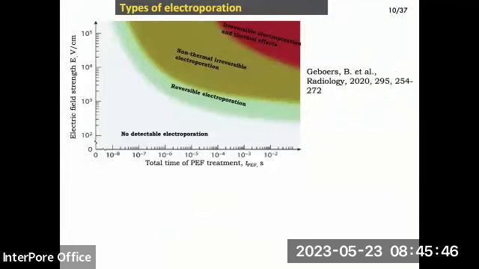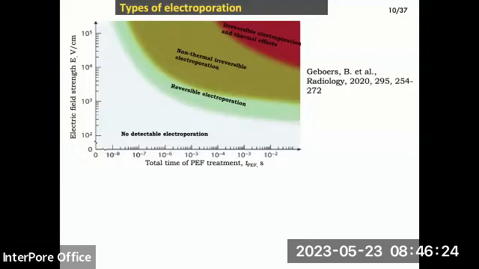And now you can also see better the parameters of electroporation. So with lower intensity of electric field strength, we have a reversible electroporation. If we increase the electric field strength, we obtain non-thermal irreversible electroporation. And then if we again increase the electric field strength, we also have thermal effects. Also, we can see from this graph that the range of the time of the pulsed electric field treatment is short.